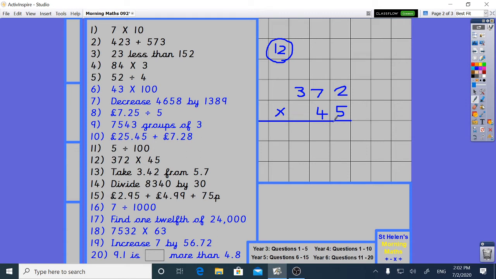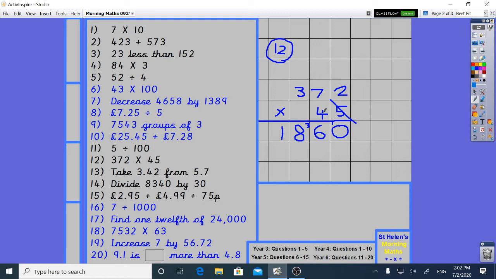5 times 2 is 10. 5 times 7 is 35, plus this 1, which is 36. So I'll just check that. 5 times 2 is 10. 5 times 7, 35 plus 1, 36. Okay? 5 times 3, 15, plus 3, 18. I've done the 5.